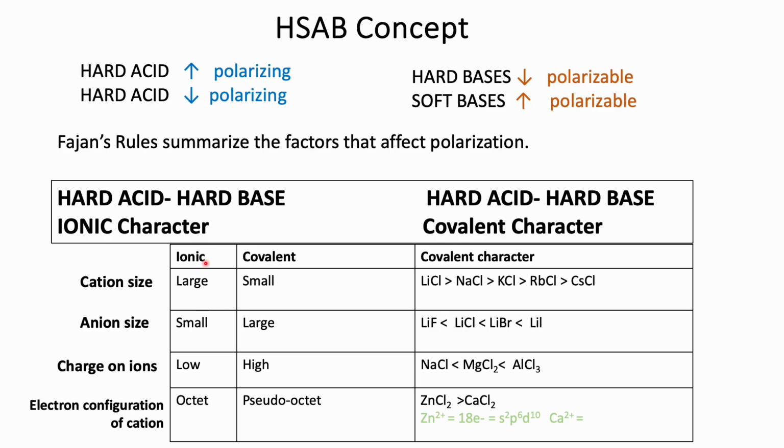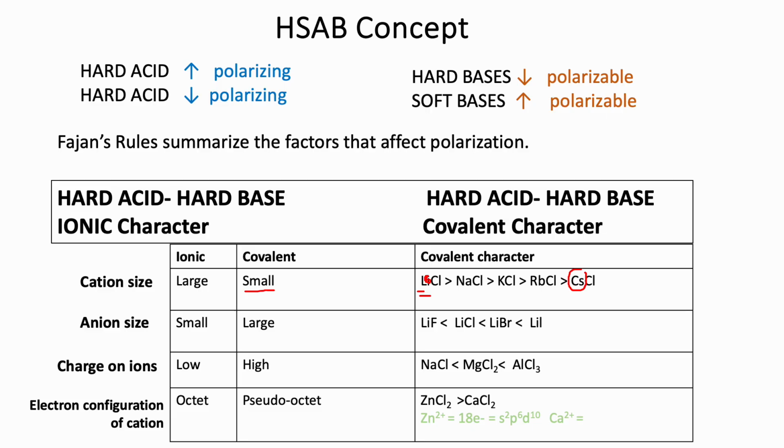Ionic character would have a large cation size. Covalent compounds would have small cation size. So in this trend, you should see that in terms of covalent character, lithium is the smallest, and cesium is the biggest. Since lithium has the smallest cation, it would have the greatest covalent character.